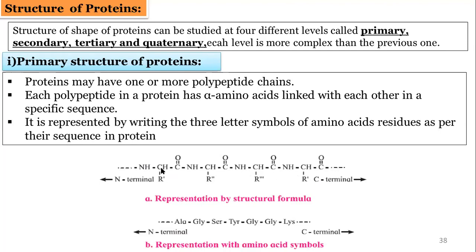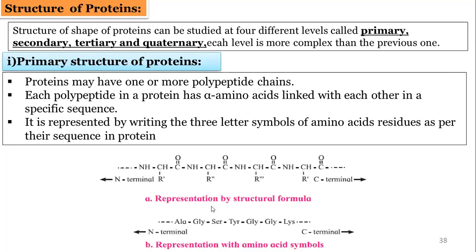this chain of alpha amino acids has a proper sequence. If the sequence is changed, then the protein will also be changed. So this sequence of alpha amino acids is very important. Here we cannot see which amino acids are linked together. We can only see the CONH linkage. But this R dash, this R double dash, is a different R group, and this R dash is a different R group.